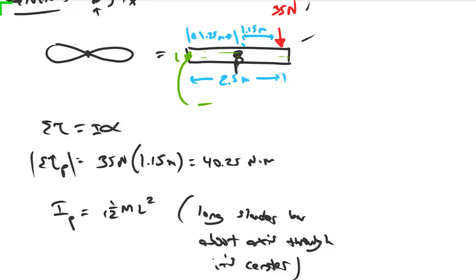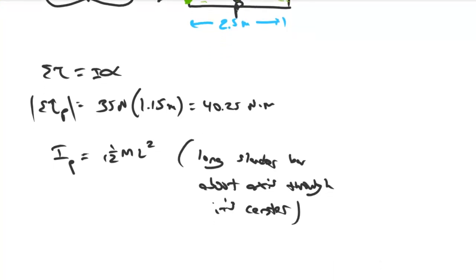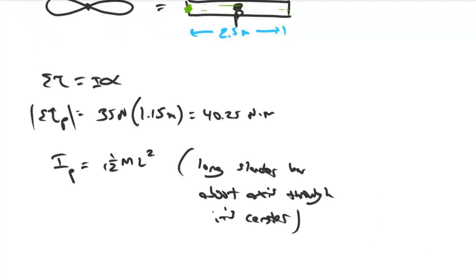So you have to be really careful that you're taking the rotational inertia around the same point that you are taking the sum of torques around, and vice versa. And so this is 1/12 ml squared. And this L, by the way, is the total length. So this would be the 2.5 meters, right?